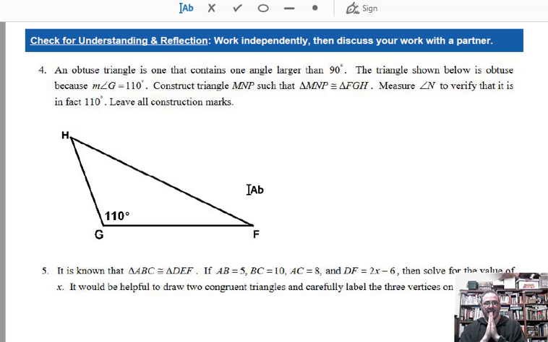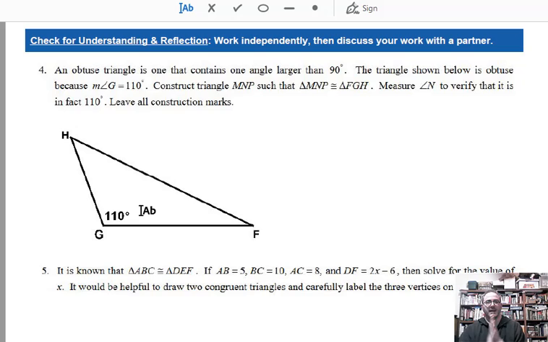All right, what we have here is an obtuse triangle. What's that mean? It means I have an angle measure in my triangle which is greater than 90. I have an obtuse angle in my obtuse triangle. So an obtuse triangle is one that contains one angle larger than 90. And we see here we have the angle measure of 110. The triangle shown below is obtuse because the measure of angle G here is 110 degrees.